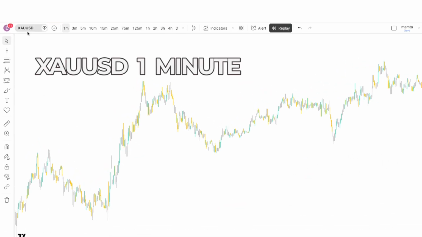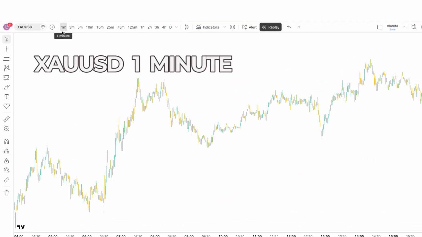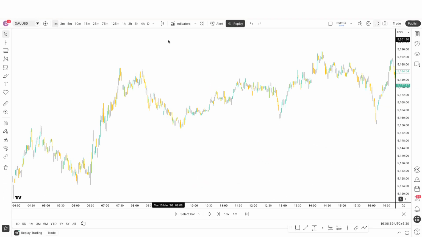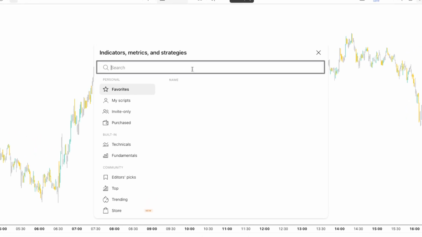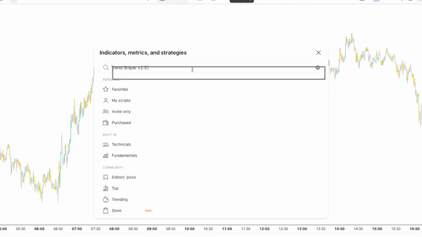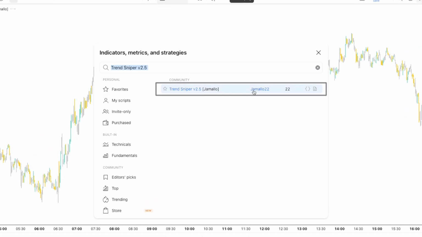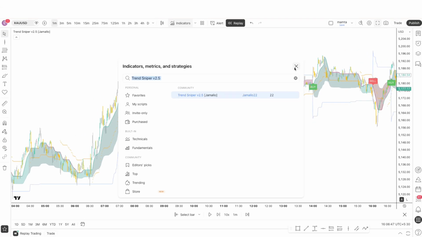We open the XAU/USD 1-minute chart. And don't sweat the time frame either. Next, you'll want to find those magic indicators. Head over to the Indicators tab and search for the Trend Sniper V2.5. Select the indicator made by Jamalo22 and add it to the chart.